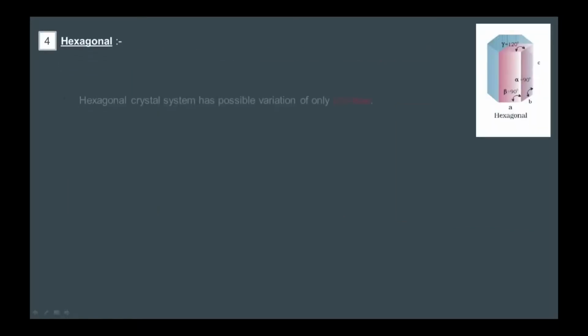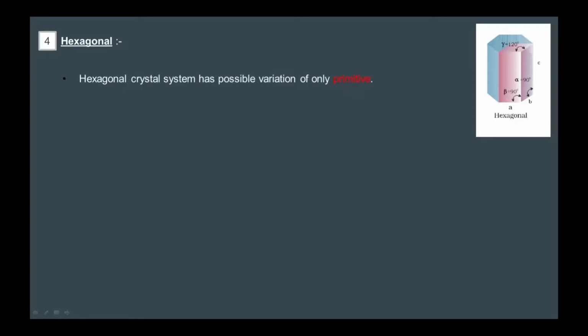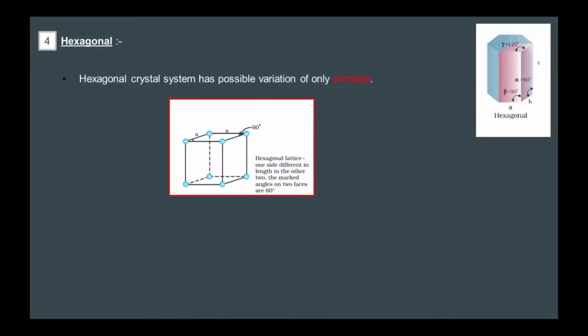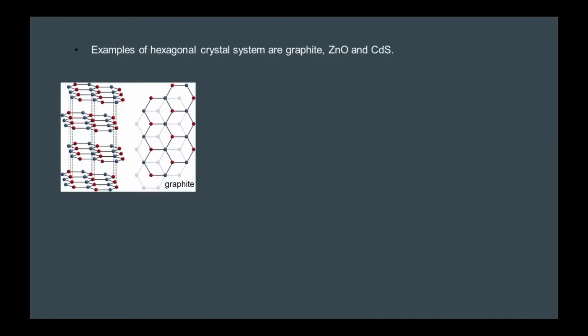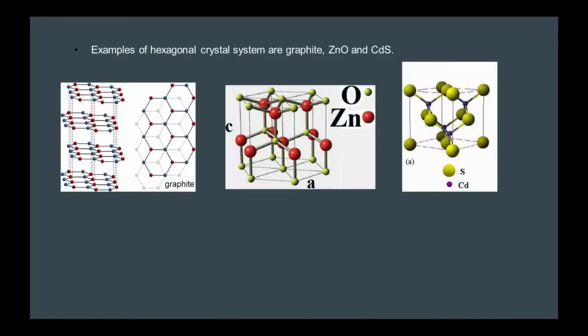4. Hexagonal. The hexagonal crystal system has possible variation of only primitive. Axial distance or edge length of the hexagonal crystal structure is A equals B, not equal to C. Axial angles are alpha and beta equal 90 degrees and gamma equals 120 degrees. Examples of hexagonal crystal system are graphite, zinc oxide, and CdS known as cadmium sulfide.